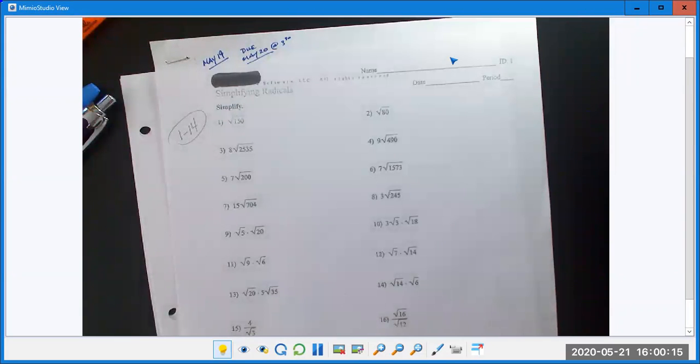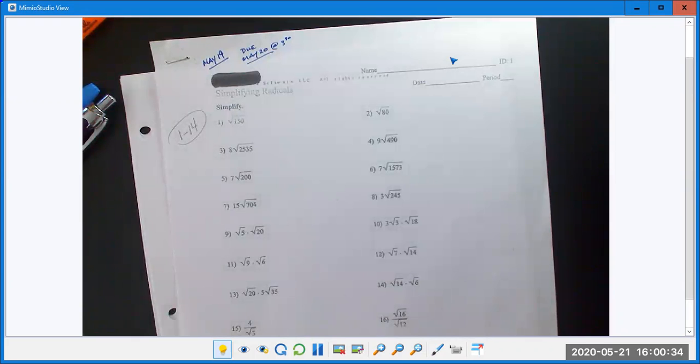All right, guys, let's go over this homework. We had a worksheet, 1 through 14, assigned on Tuesday and due Wednesday, yesterday, by 3:30. So what we're dealing with is simplifying radicals.